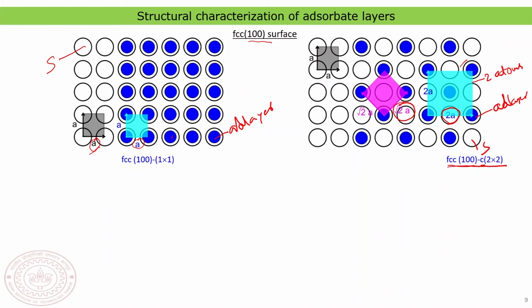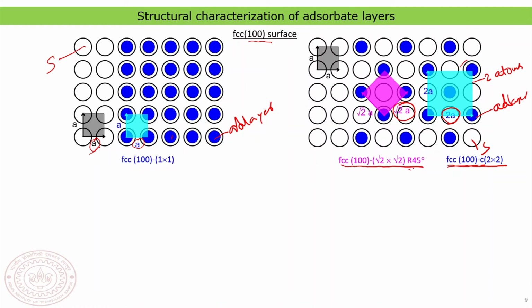So you have to now first name the surface, which is FCC 100, C 2 by 2 would be the name of the surface, the adlayer. Now the other unit cell is basically represented like this. So you have the root 2 by root 2, that is a unit cell, and it is an FCC 100 surface.